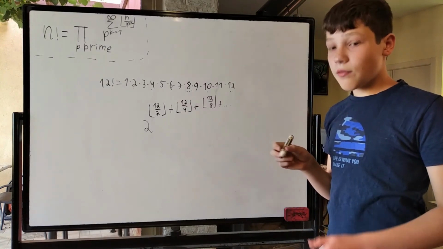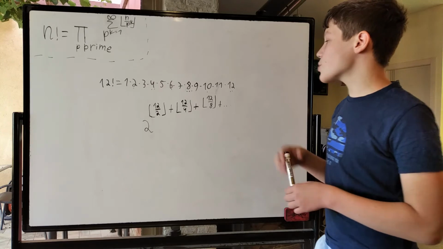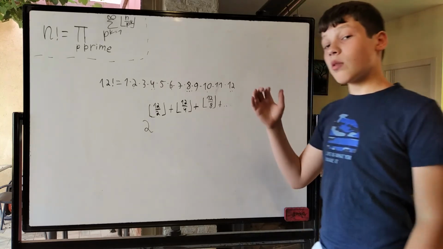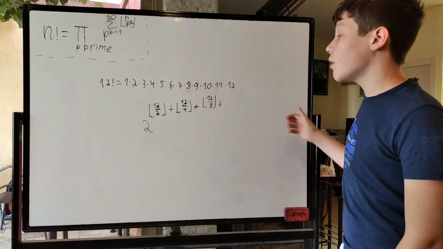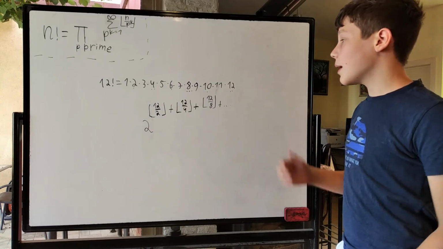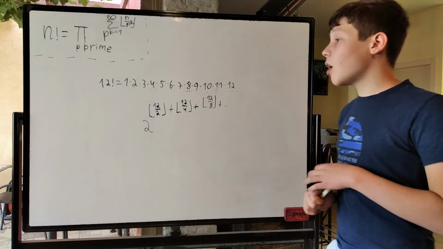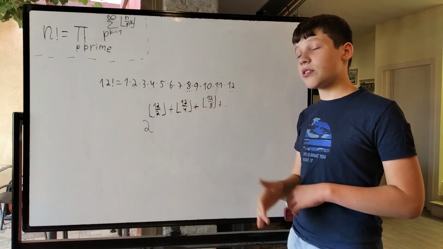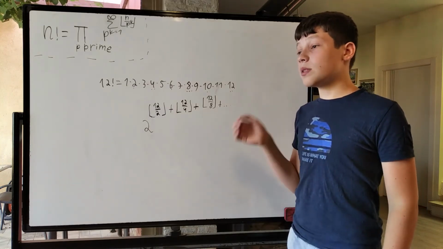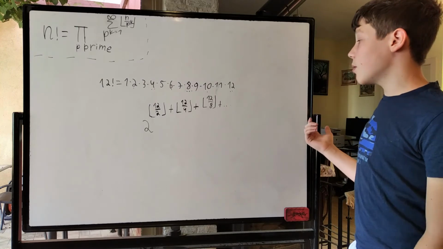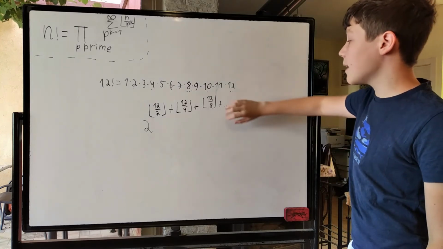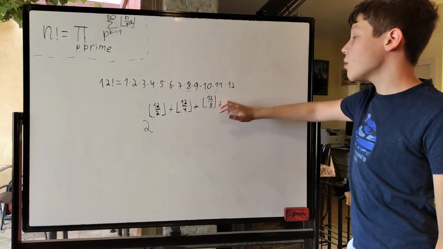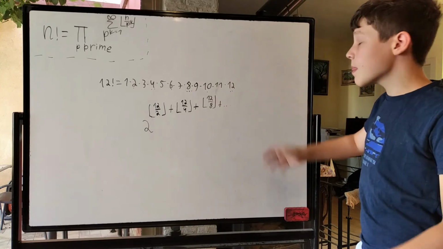Why does it continue on forever? So the floor of 12 divided by 16, plus the floor of 12 divided by 32, and so on, for all powers of 2. Why? Because we're just adding on zeros. 12 divided by 16, 12 divided by 32, and so on. They are between 0 and 1, so the floor is 0. So we're basically adding on nothing.